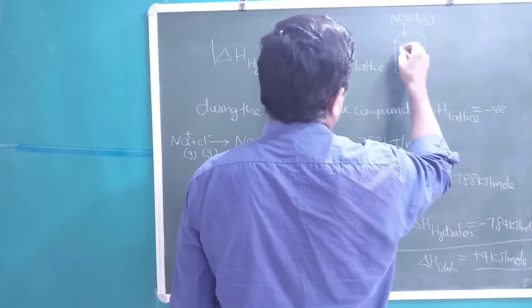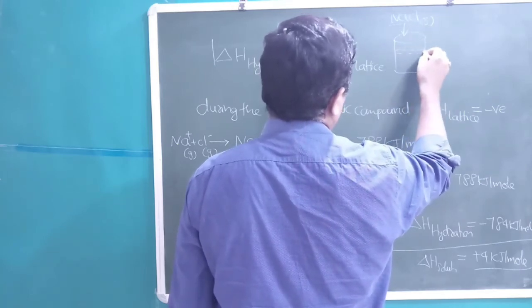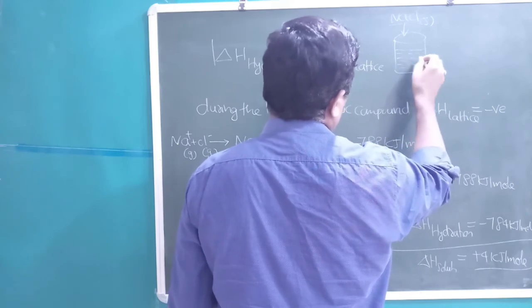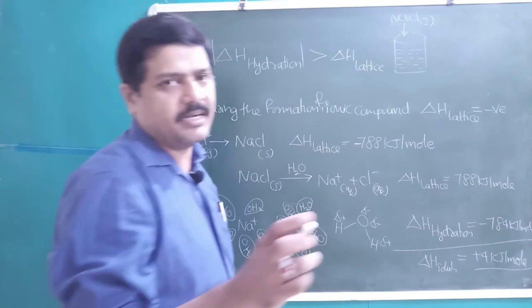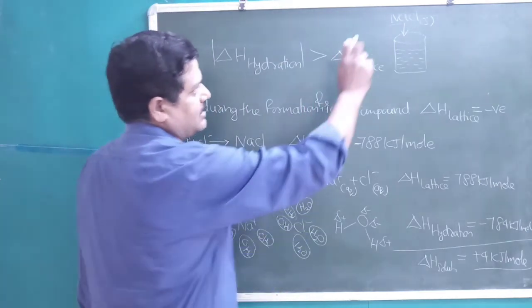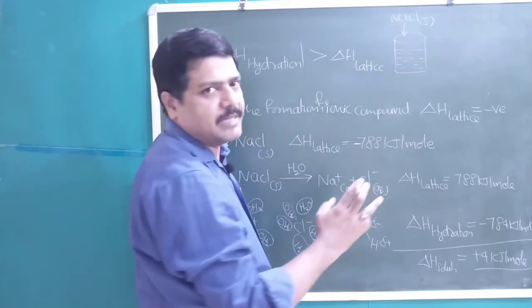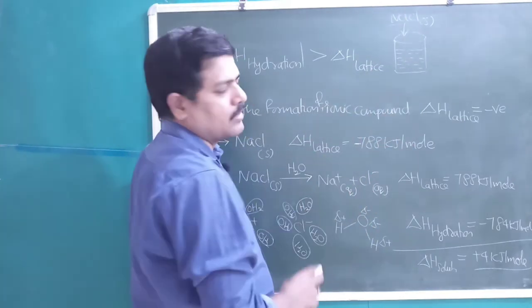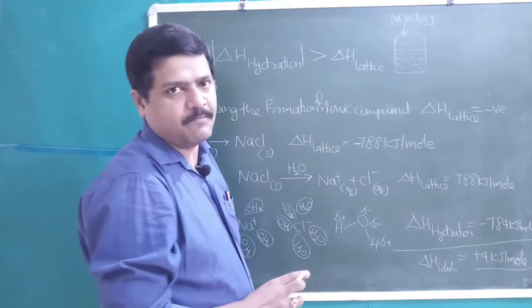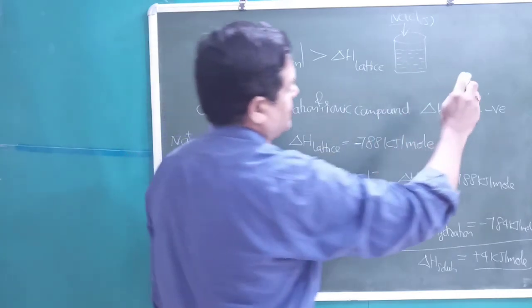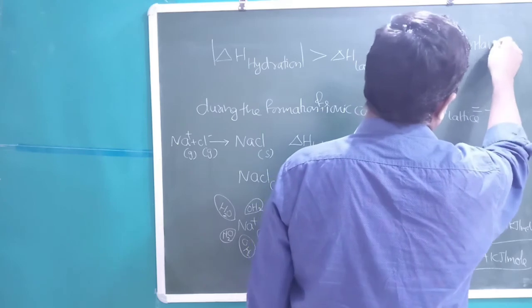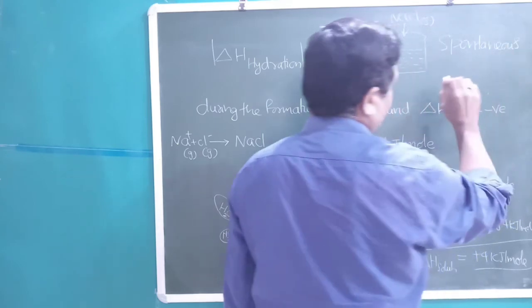A spontaneous process may be time taking, it need not be instantaneous. Instantaneous means it will occur within no time, but a spontaneous process need not be an instantaneous process, but it will occur by its own. It may be time taking, but it should occur by its own. When we add NaCl to the water, the dissolution process is time taking, but it will occur by its own. So we can call it a spontaneous process. Dissolution of NaCl in water is spontaneous.